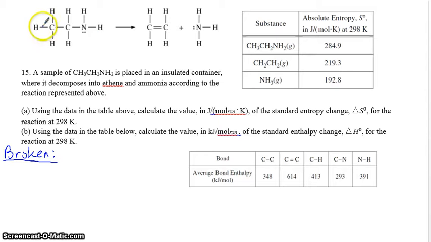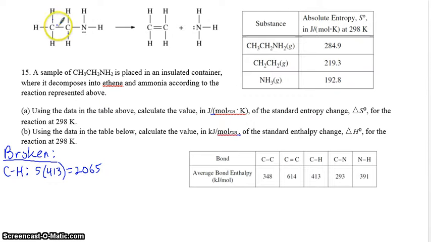So for my broken bonds, I'm going to break 1, 2, 3, 4, 5 CH bonds. A CH bond is 413. So we'll do CH bonds. I got 5 of them times 413. This will give me 2065. I went ahead and did the calculation, so this is a little quicker.